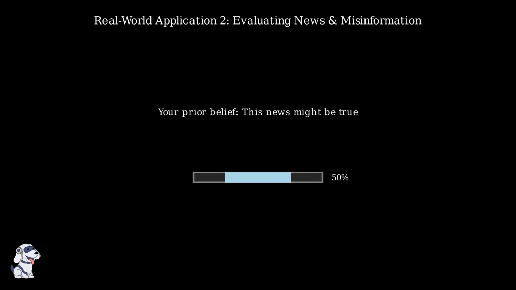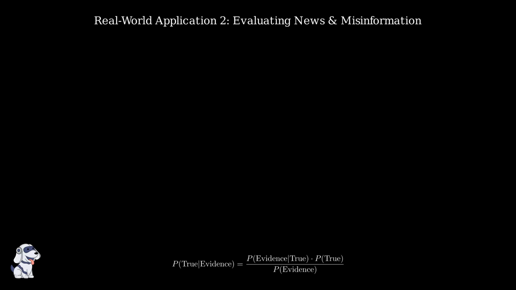We all have prior beliefs shaped by our experiences and biases. When we encounter a news story, we should consider the source's credibility before updating our beliefs. Let's say your prior belief that a sensational claim is true is 50%. This represents your initial skepticism. Bayes' theorem mathematically describes how we update our beliefs based on new evidence. Here, the evidence is the source's credibility.